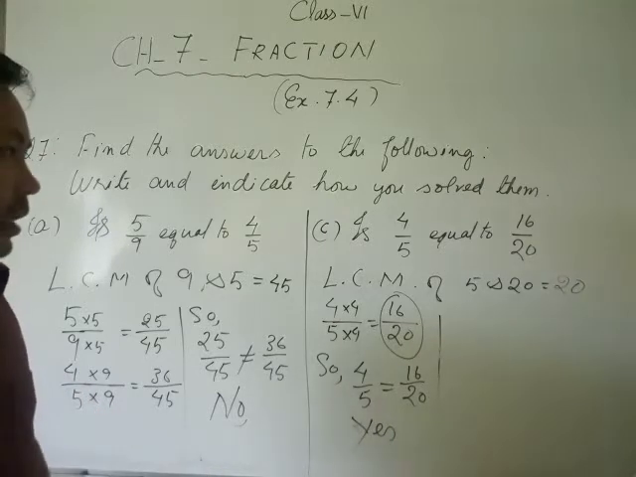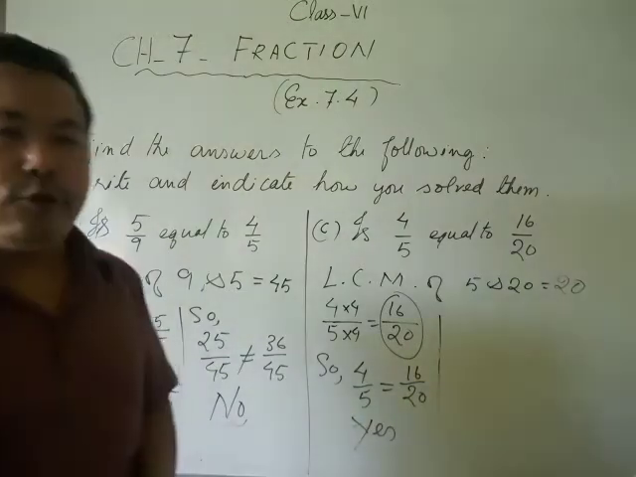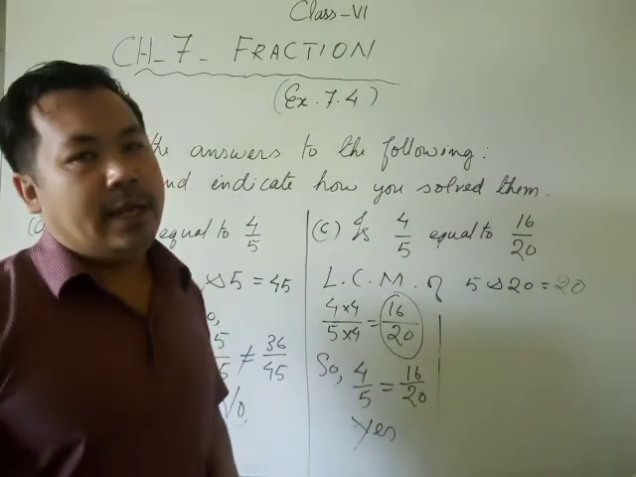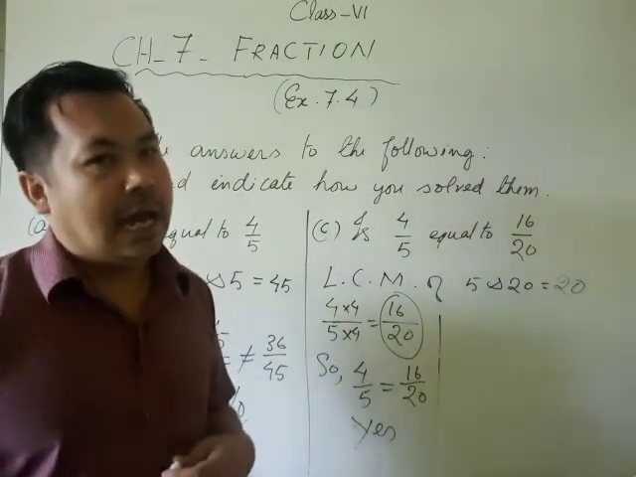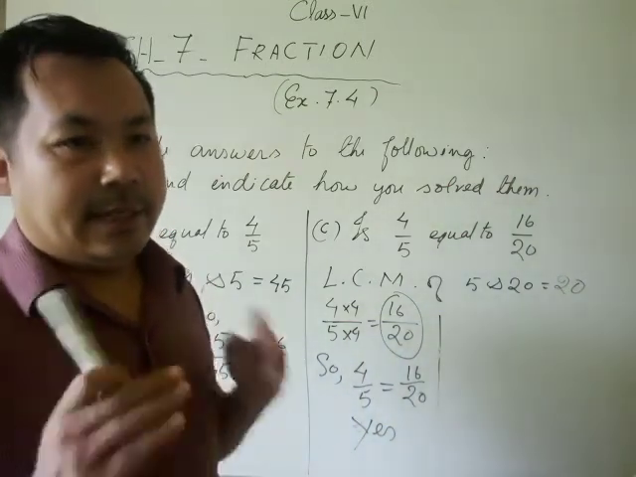Okay. So this is the answer for question number 7, A and C, and B and D are yours. You have to try and find out whether the given fractions in B and D are equal or not. Okay, and then let's go to the next question.